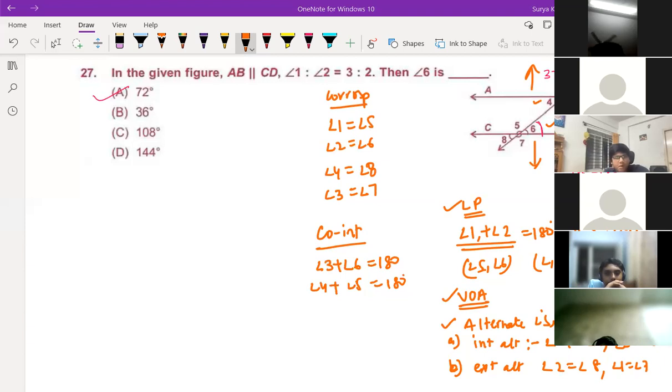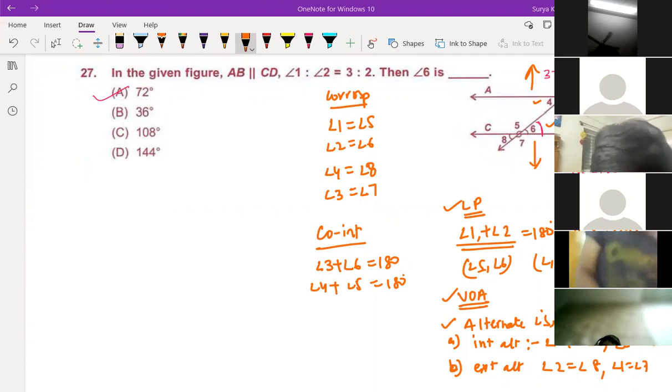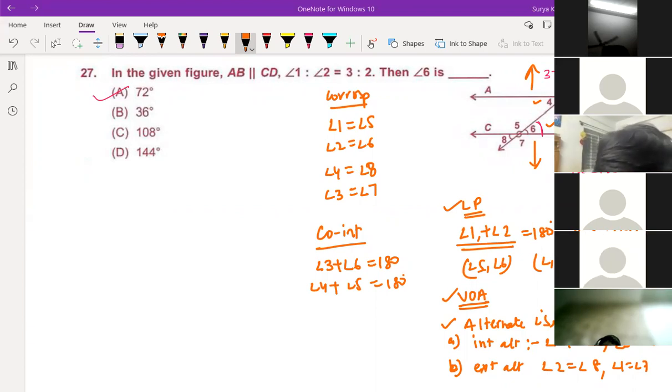Okay, fine. Now you play a quiz based on lines and angles. Ten minutes time is there. We'll play a quiz based on lines and angles. You can learn something. Just take a screenshot if you're getting doubt. Okay.